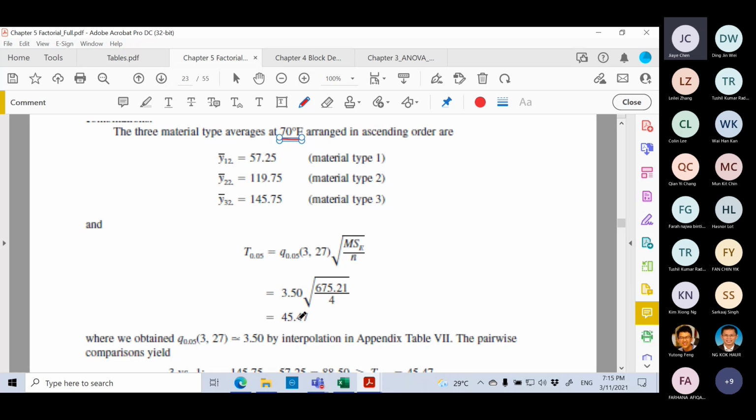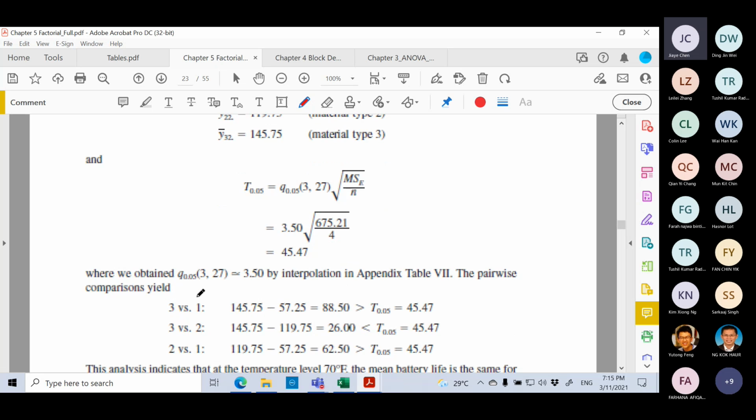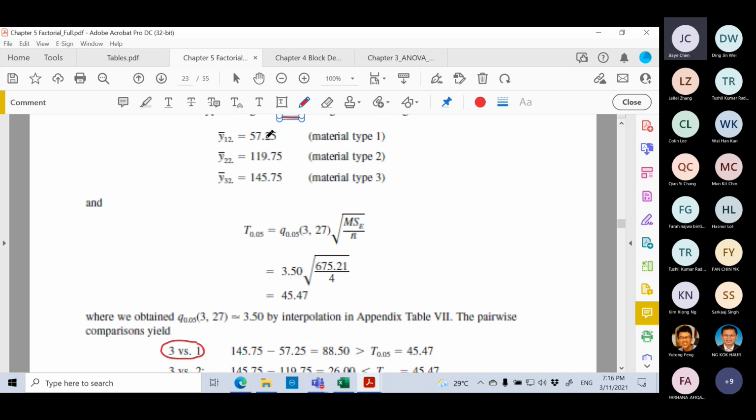So therefore, you find the difference between the pair number 1 and 3. Then after that, you compare 3 and 2, and then 2 and 1 here. You can see the difference of the means is 88, and then 26 and 62. So obviously, for the pair number 1 and 3, they are greater than the critical value. So we consider them significantly different. Then you have 2 and 1, which is also greater than this, so there is a significant difference.